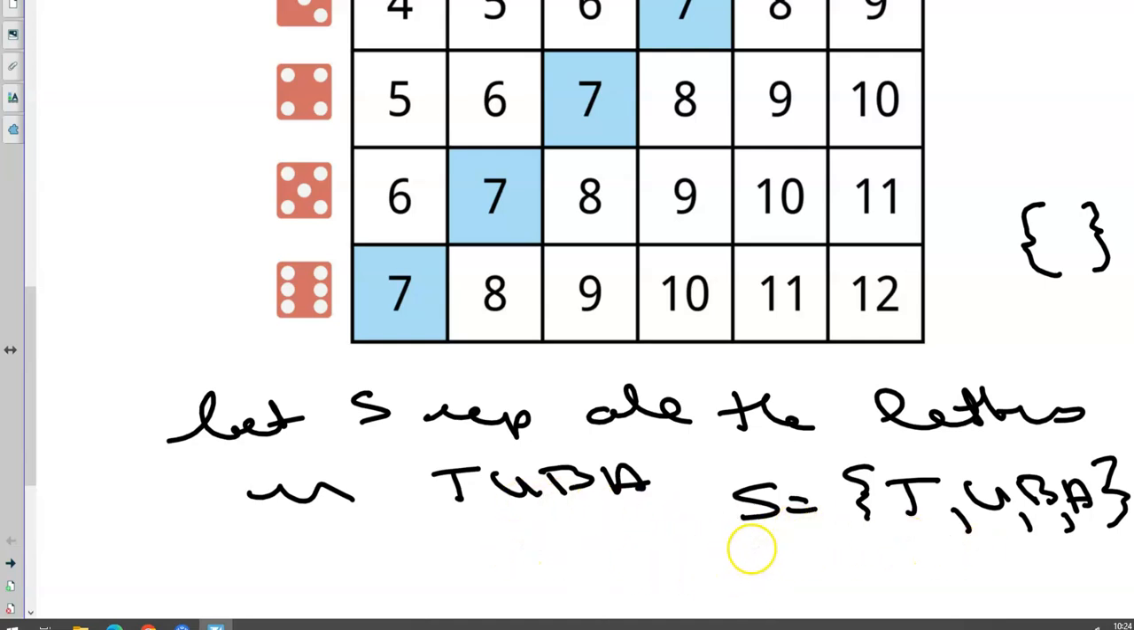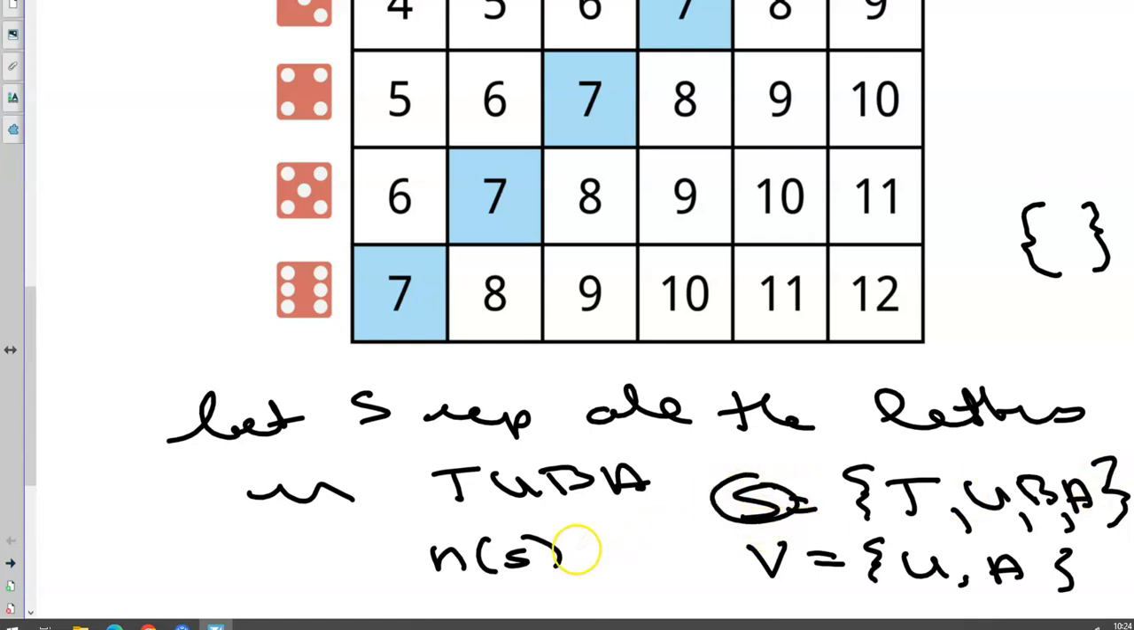If I said now, give me the set V, which is just the vowels in tuba, again you want to open the set and then close the set at the back, and we have U and A as our vowels. The next thing we want to look at is, if I said, what is N(S)? That means how many elements, these are all the elements, 1, 2, 3, 4. How many elements are there in S? And this is called the cardinality of a set, or the size of a set. And if I said, what's N(V)? You would write that as 2.